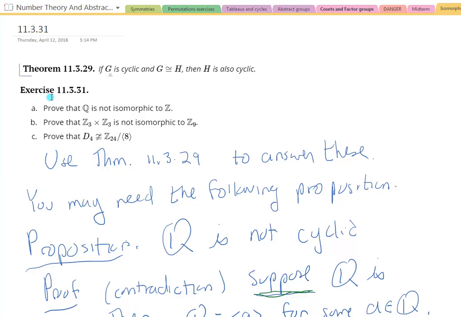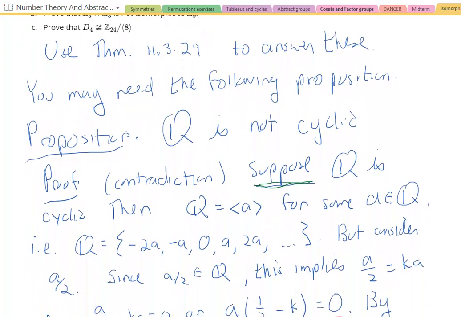All right, so first question here is exercise 11.331. Prove that Q is not isomorphic to Z. Now we know that Z is cyclic. We showed that previously. Now to prove this, you will use the following proposition. Proposition: Q is not cyclic. So let me give you a proof, and we'll prove by contradiction.